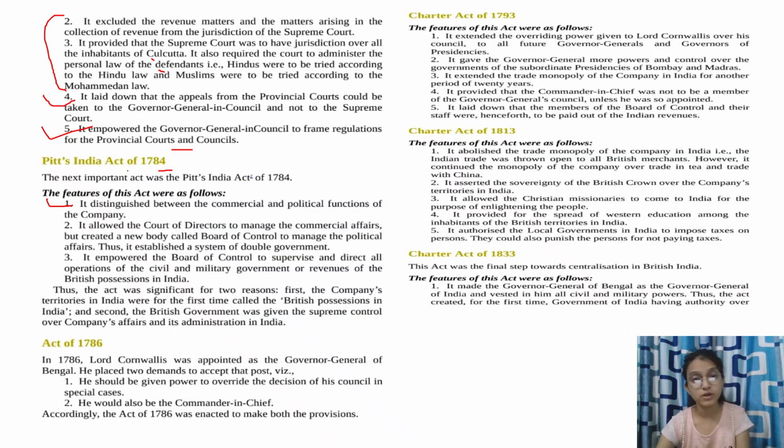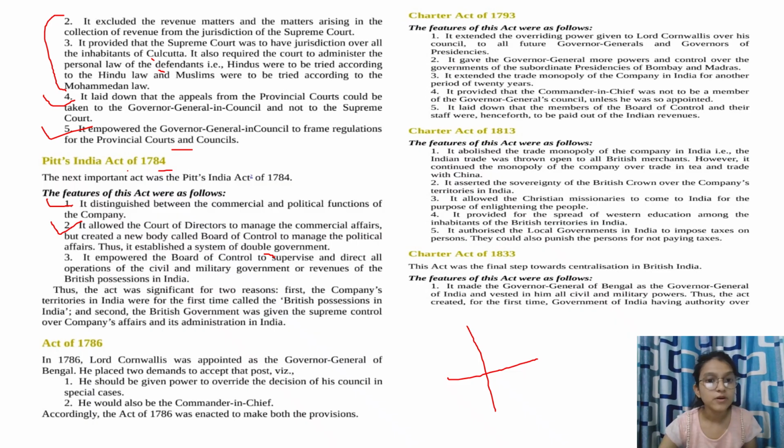Now what happened after this particular act, their functions were divided into two particular groups, that is commercial and political. It allowed the Court of Directors to manage the commercial affairs but created a new body called the Board of Control to manage the political affairs. It established a system of double government. Now their functions have been divided and there are two kinds of body, one which will be regulating the commercial functions, the other will be regulating the political functions.